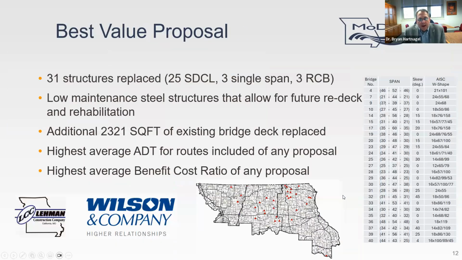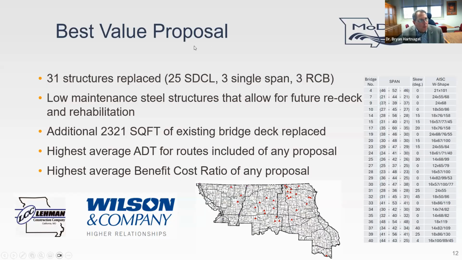So on this solicitation, we had 3 proposers, 3 teams. One team chose primarily to address it with precast concrete structures. The Lehman Construction Company and Wilson and Company. Lehman Construction was obviously the contractor. Wilson and Company was the design consultant that was teamed with Lehman Construction. They chose to use 25 Simple for Dead, Continuous for Live structures. And then the third team had a mix of concrete structures and steel structures.